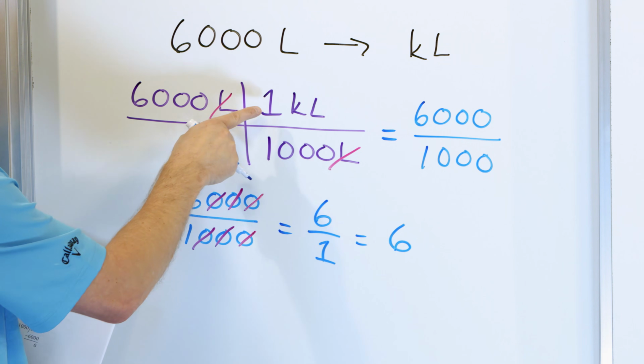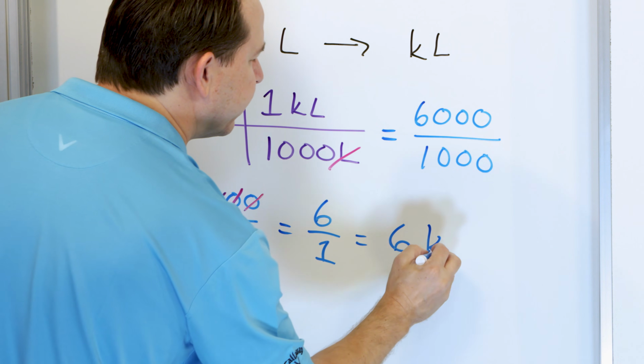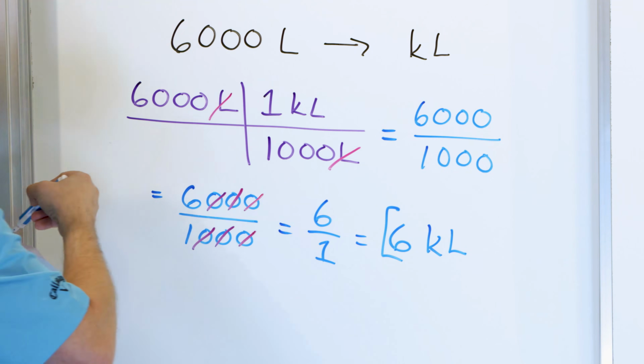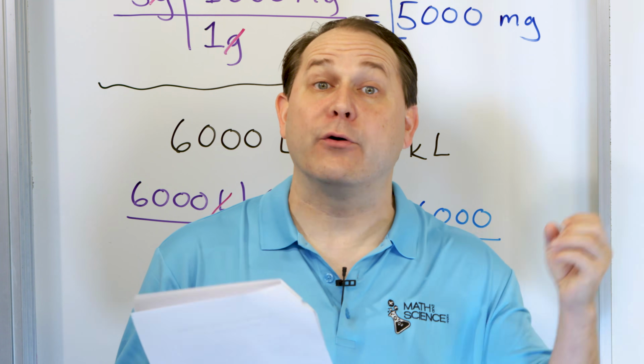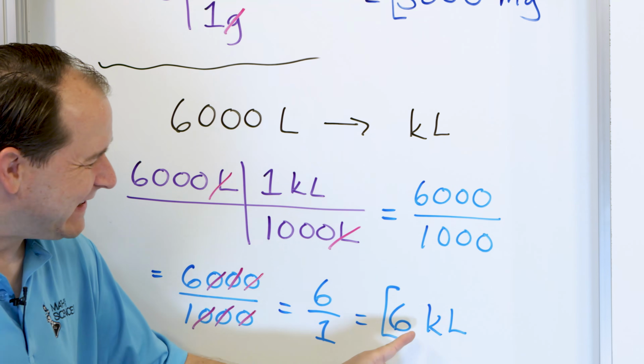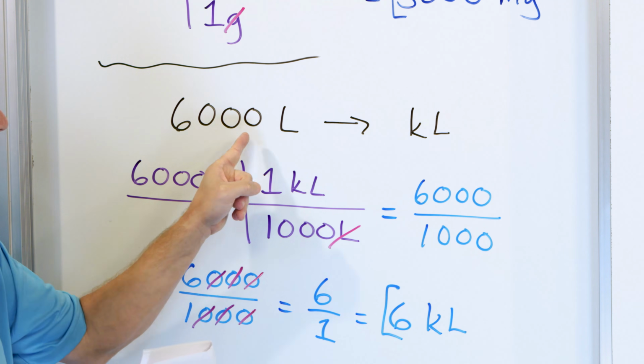And the only unit I have left, because the liters cancel with the liters, is kiloliters. Now let's see if this makes sense. We know that 1 kiloliter is 1,000 liters. So if I were to have 6 of these kiloliters, it should be 6,000 liters. And so this unit conversion makes sense.